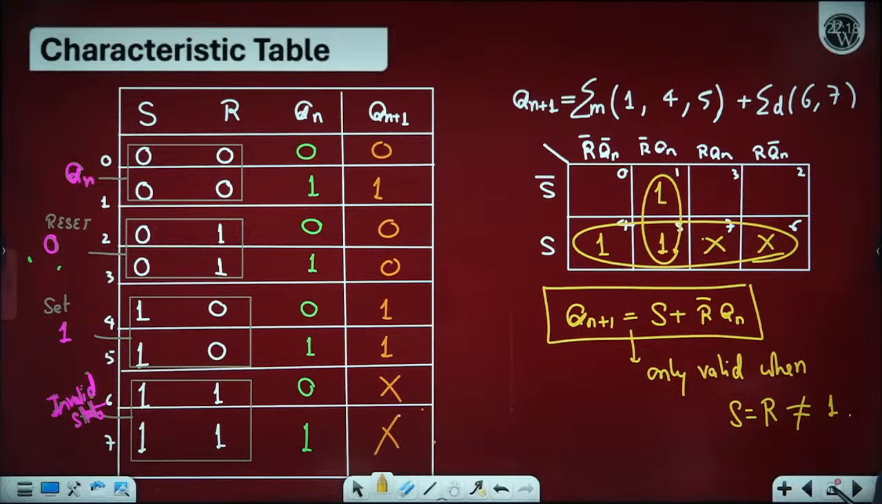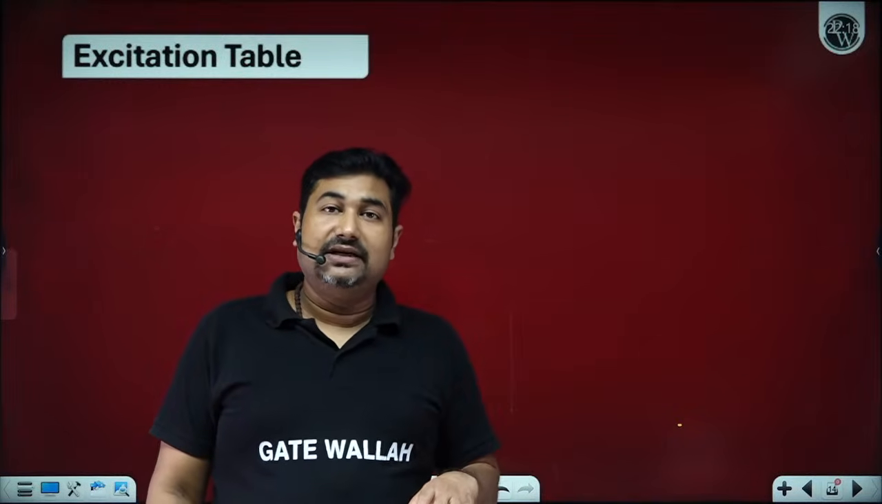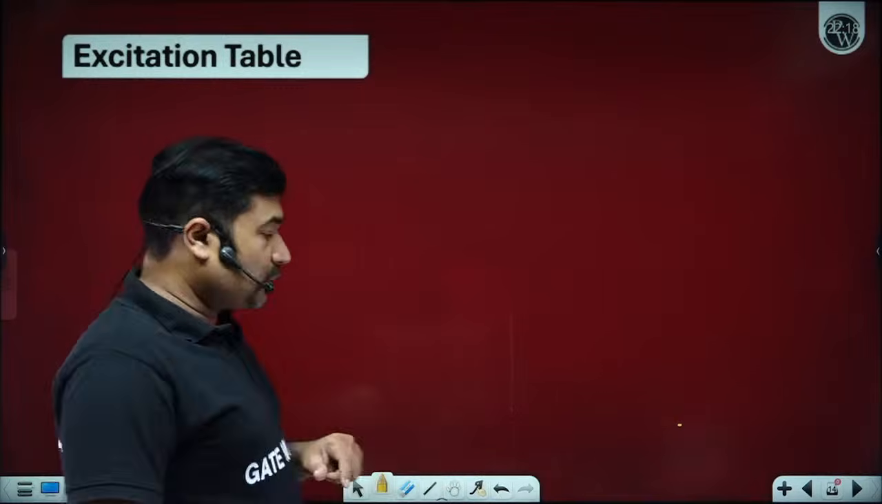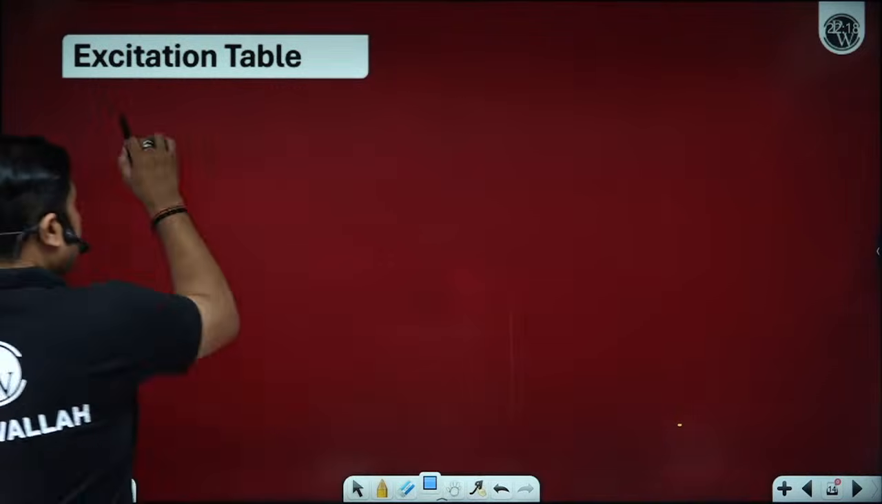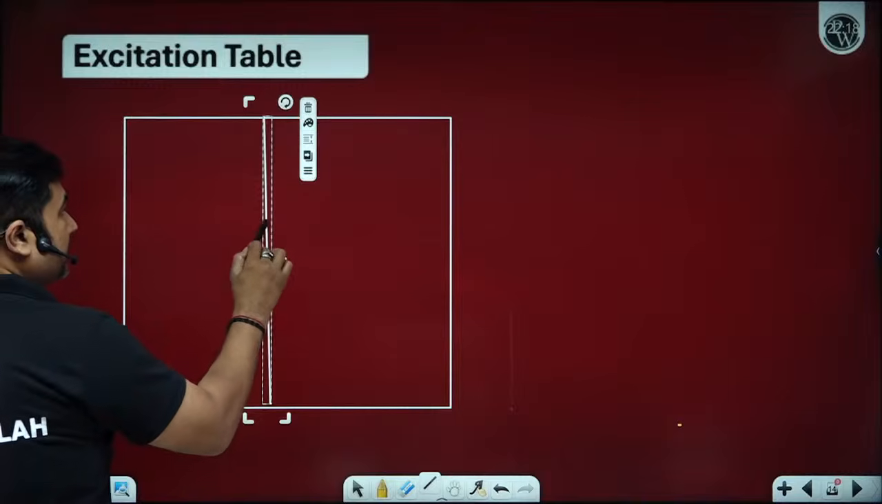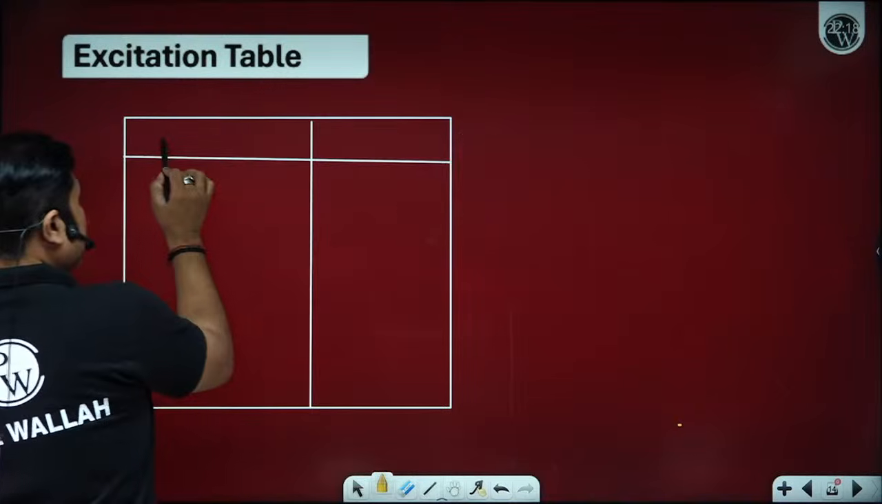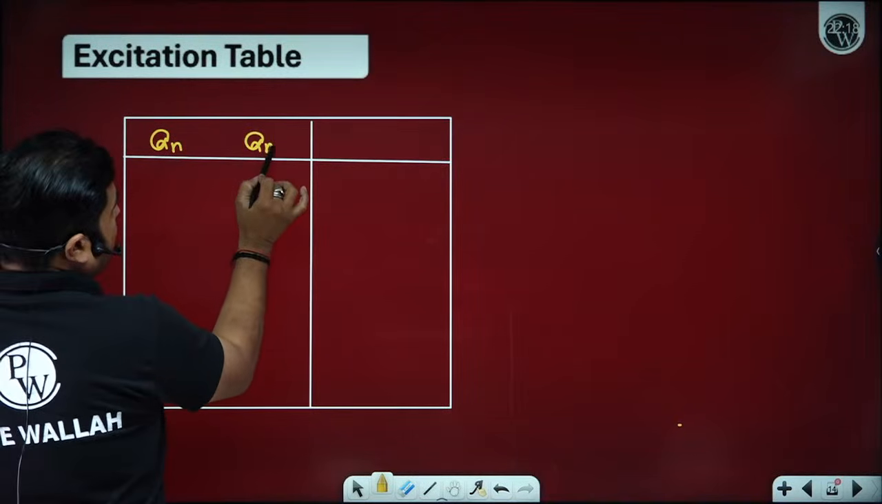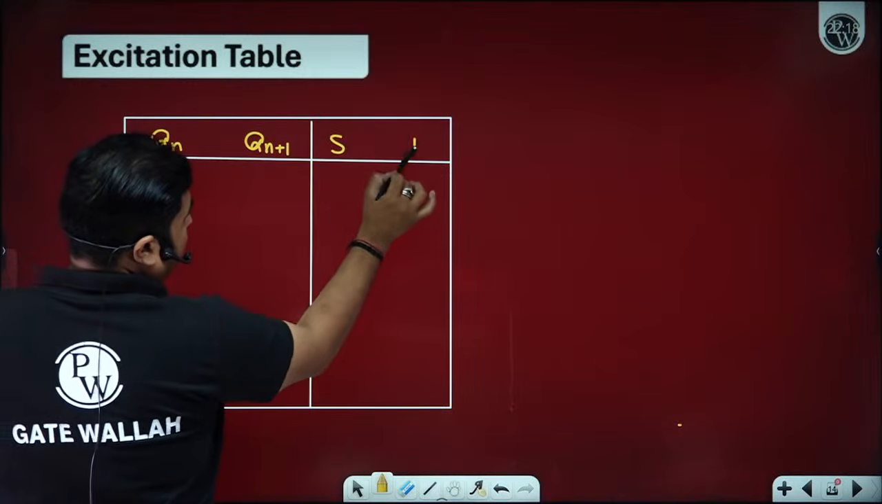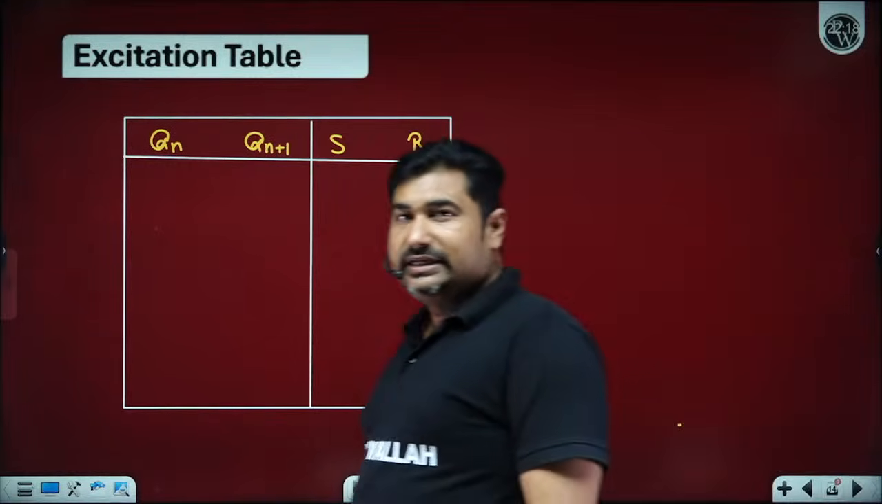Now next is your excitation table. Whenever we want to utilize our SR flip-flop in order to get the desired next state from the present state, we have to follow the excitation table. The excitation table is based upon the present state and the next desired state. So based upon the present state Qn and the next desired state Qn plus 1, we can find out the excitation, that is, the input needed to S and R.